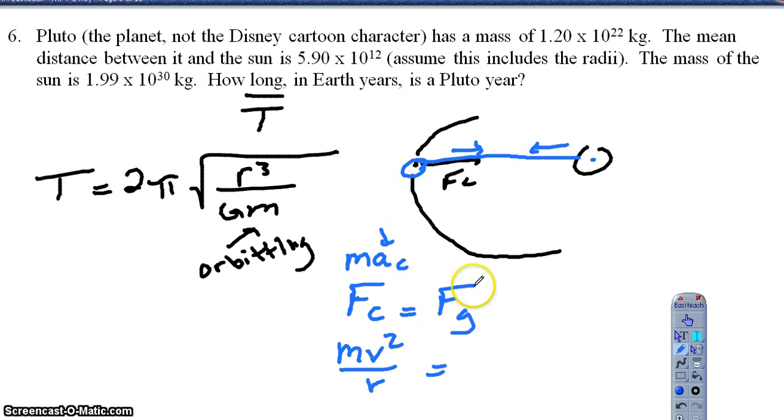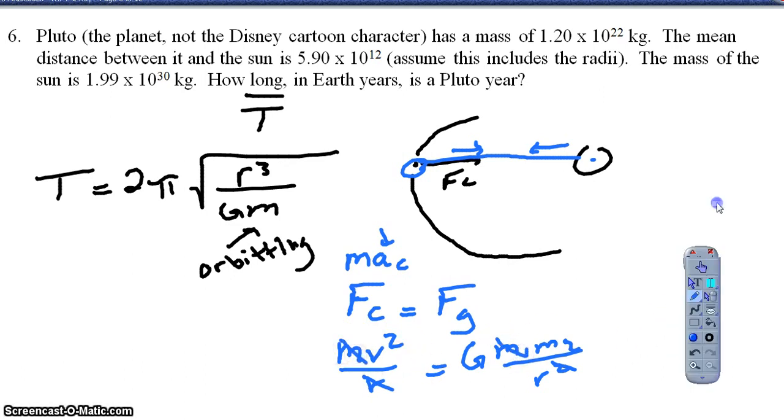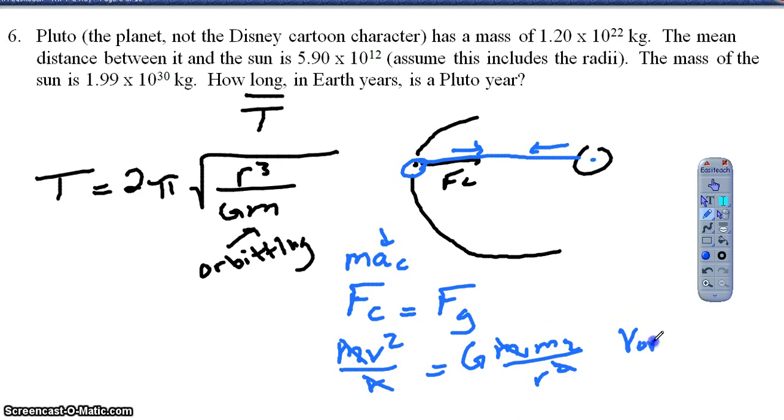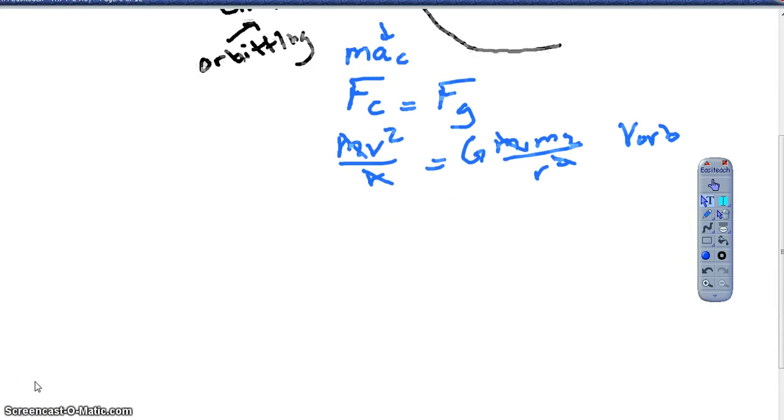We want to use the universal law of gravity since we have two masses that aren't the Earth. Okay, so we don't want to just use mg, but we want to use G m1 m2 over the distance between them squared. Okay, so at this point, if we simplify it down a little bit, one of the radii cancels out, and then the mass of Pluto would cancel out. And this allows me to solve for the orbital velocity, right? So I can solve for the orbital velocity by using my universal constant G, the mass of the Sun, and the radius between the two. Okay, so I can pretty easily do that.